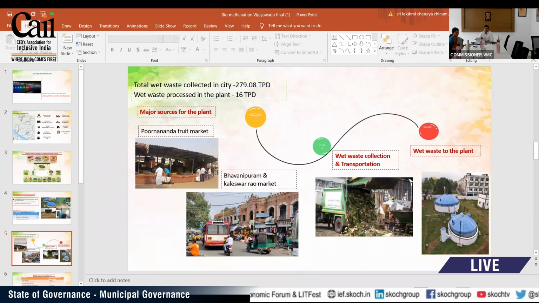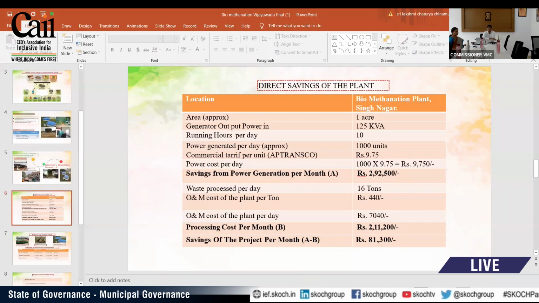Once the wet waste is transported to the plant, then the actual process of the biomethanization starts there. That I'll be explaining in the next few slides. So roughly this is the savings that we are taking off the plant. One thing which I forgot of this plant is the output which we are getting from this plant is bio gas or the bio CNG.